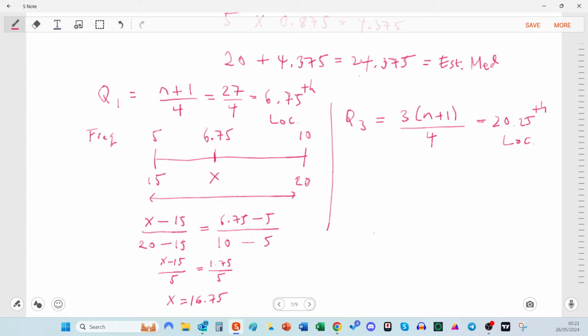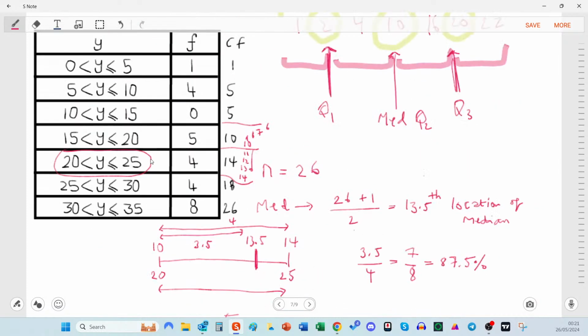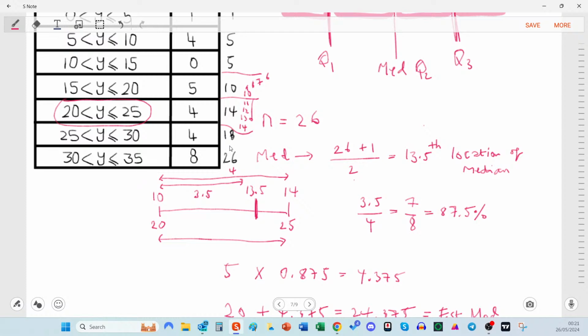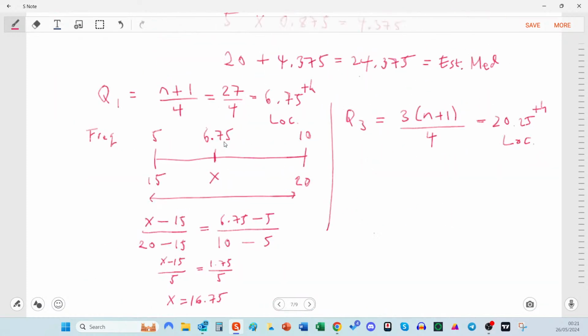Okay, so now we're off to the 20.25th location. Where's the 20th person? Well, by the time we got to this section, we've only got the 18th person. And so the 20th person must be in the last section, the final section, which, as we said, starts at 18 and goes to 26. So let's draw a diagram. And we're after the 20.25th person.